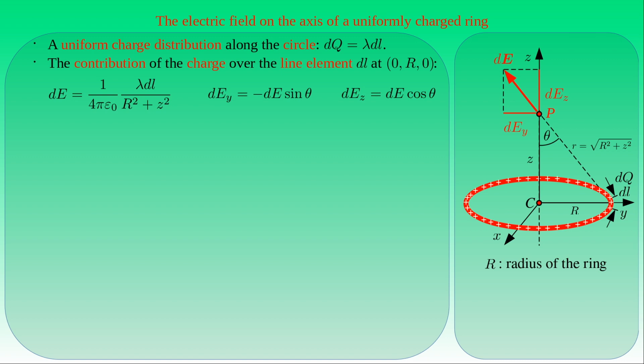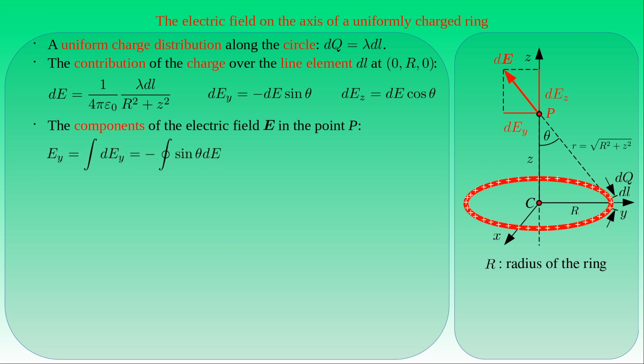In order to obtain the components of the electric field strength E, we need to integrate the contributions of the charge elements to the field along the circle. The y component of the electric field E is equal to the integral of dEy, which can be written as minus the integral of sine theta with respect to the magnitude of E along the circle. Similarly, the z component of the electric field E is equal to the integral of dEz, which can be written as the integral of cosine theta with respect to the magnitude of E along the circle.